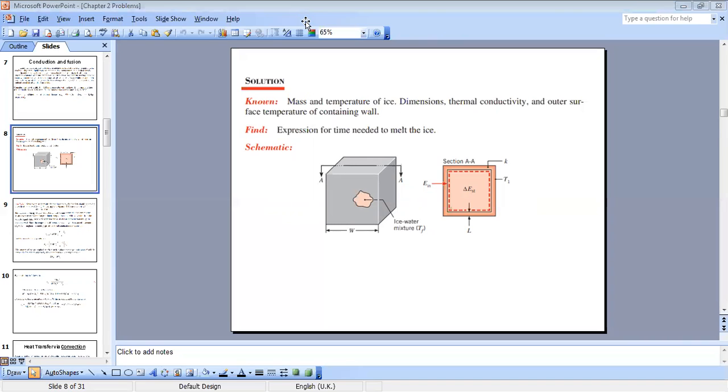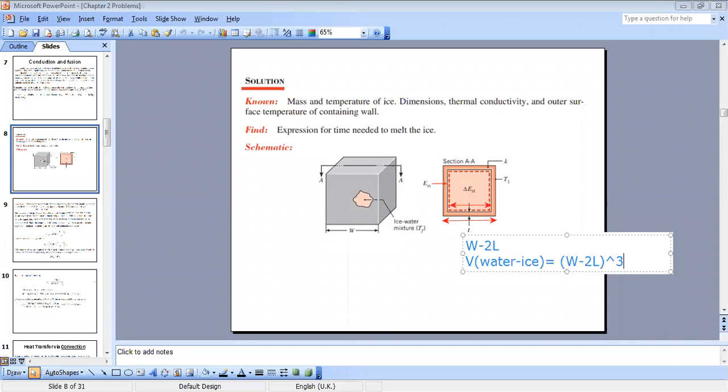So to find its volume, look, each edge here is W. But what I am interested in is this length here. So what will be this length? It's W minus 2L, because L is the small thickness and W is the length. So each side, from the inner side, it's W minus 2L. This is why the volume of the water-ice mixture is equal to W minus 2L cubed.